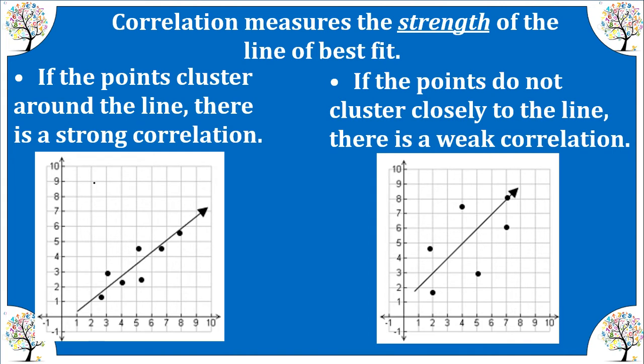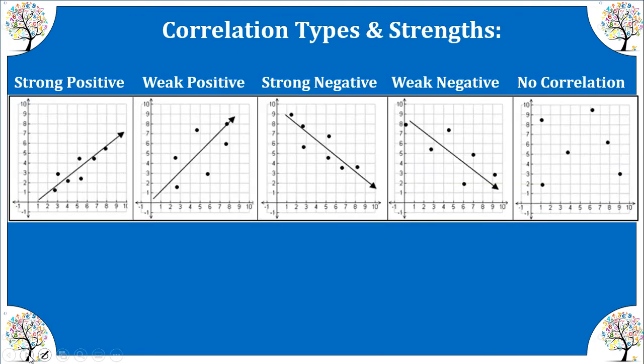So the one on the left would be a positive, strong correlation, where the one on the right is a positive but weak correlation. So these are both positive because our scatter points are going up, but the one on the left is strong because they're clustered together, where the one on the right, our data points still have a positive movement, but they are not clustered together.